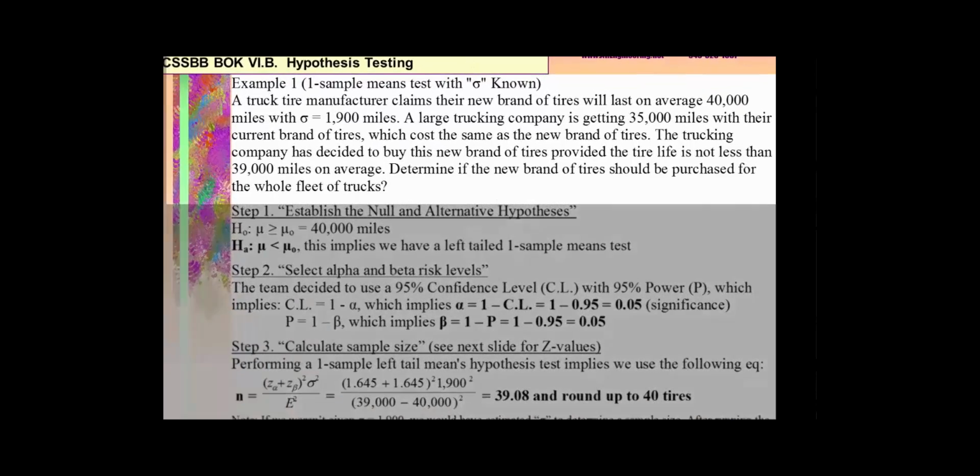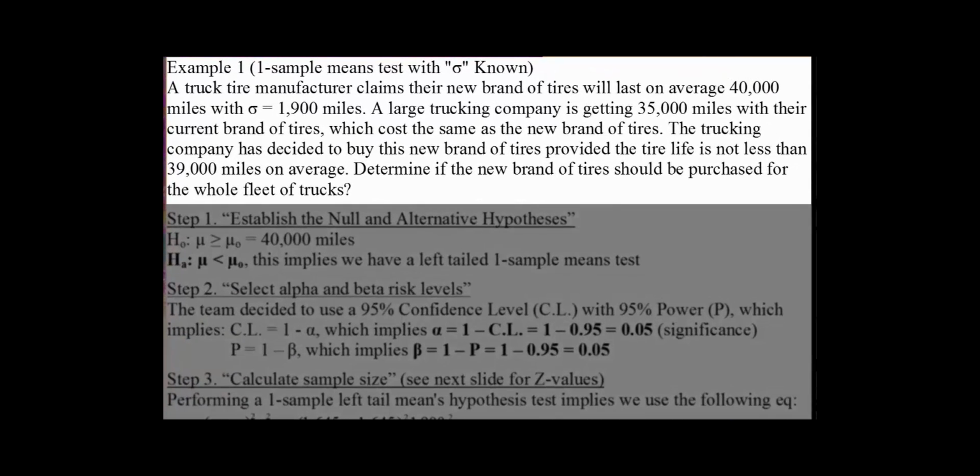In our first example, we'll do a one-sample means test with sigma known. A truck tire manufacturer claims their new brand of tires will last on average 40,000 miles with a standard deviation equal to 1,900 miles. A large trucking company is getting 35,000 miles with their current brand of tires, which costs the same as the new brand of tires. The trucking company has decided to buy this new brand of tires provided the tire life is not less than 39,000 miles on average. Determine if the new brand of tires should be purchased for the whole fleet of trucks.